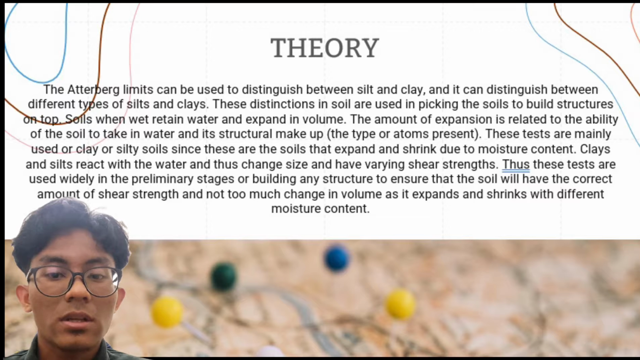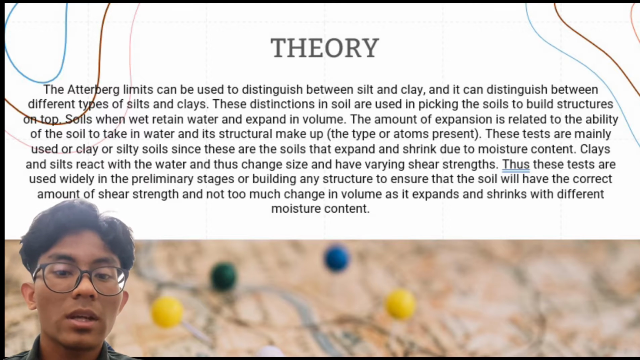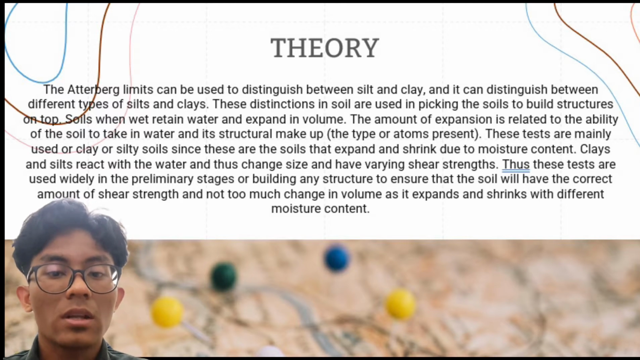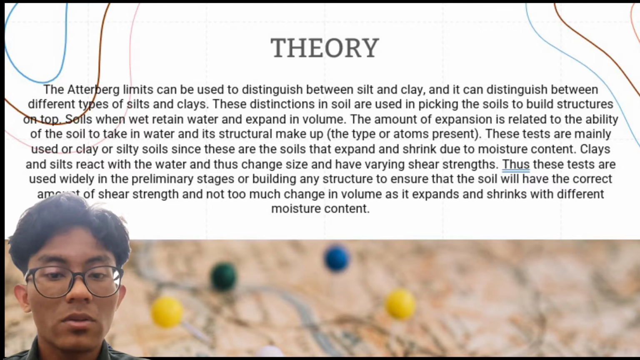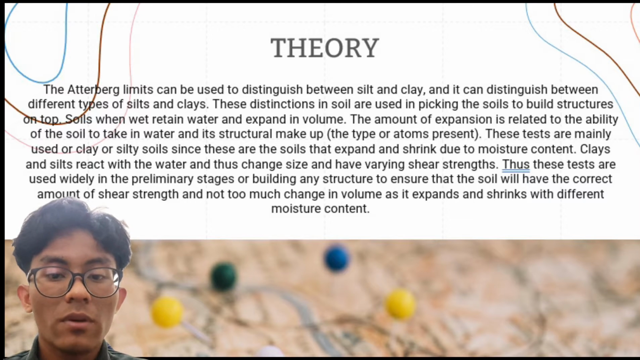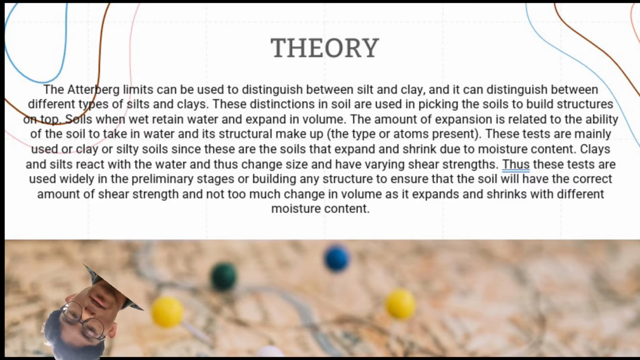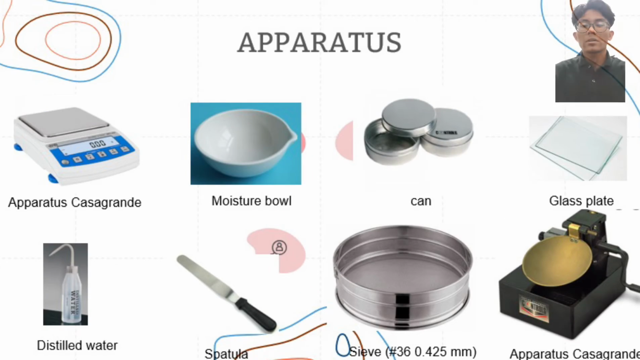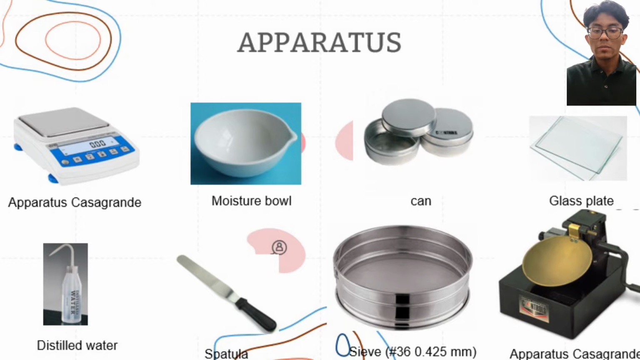Thus, these tests are used widely in the preliminary stage of building any structure to ensure that the soil will have the correct amount of shear strength and not too much change in volume as it expands and shrinks with different moisture content. The apparatus for this experiment is balance, moisture bowl, can, glass plate, distilled water, spatula, sieve, and Casagrande apparatus.